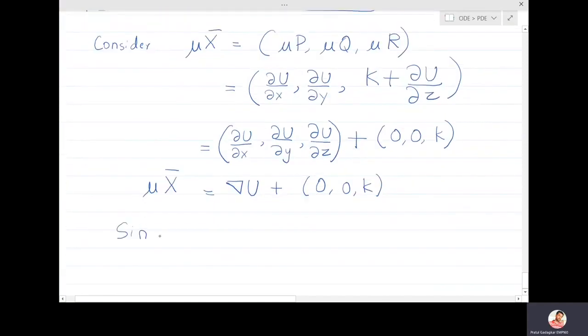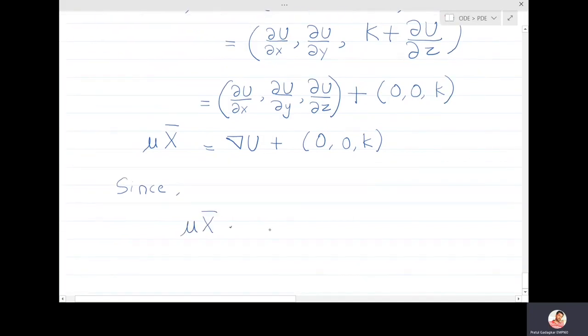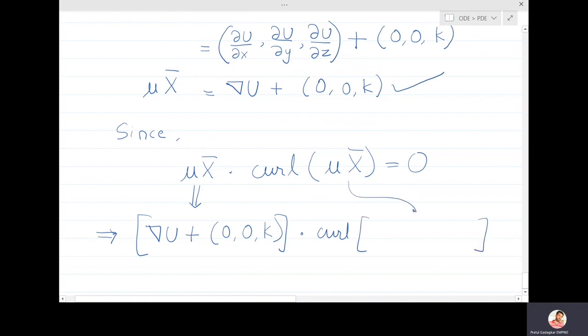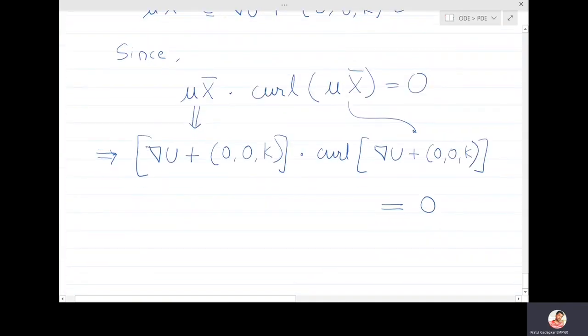Since mu x bar dot curl mu x bar is equal to 0, this implies, what is mu x bar? I have just now calculated it. Mu x bar is grad u plus 0, 0, K, dot curl of mu x bar. What is curl of mu x bar? Again, mu x bar I know. Mu x bar is grad of u plus 0, 0, K. And this is equal to how much? This is equal to 0, right?